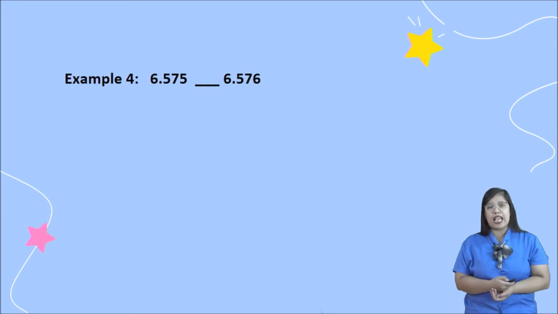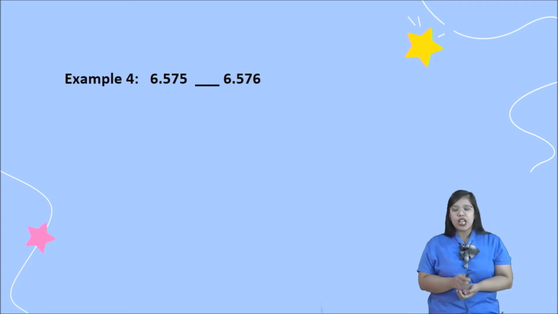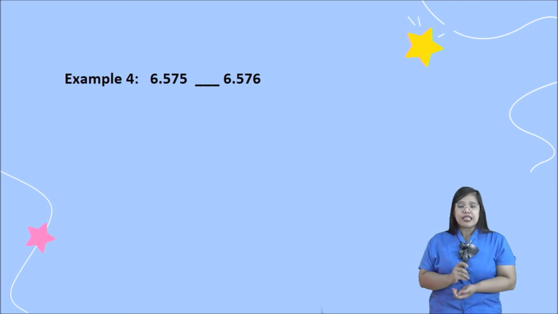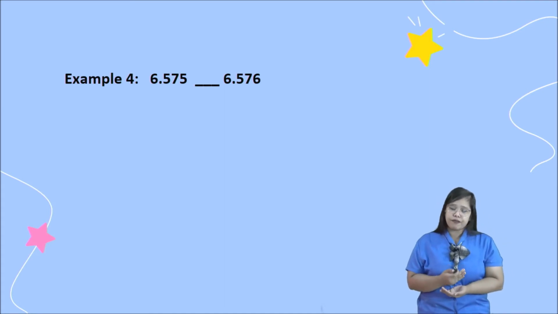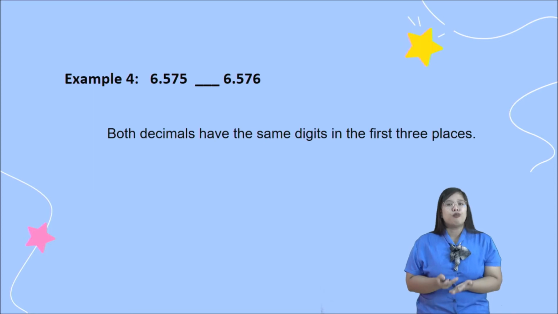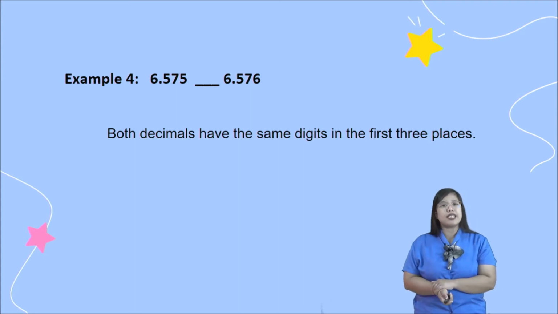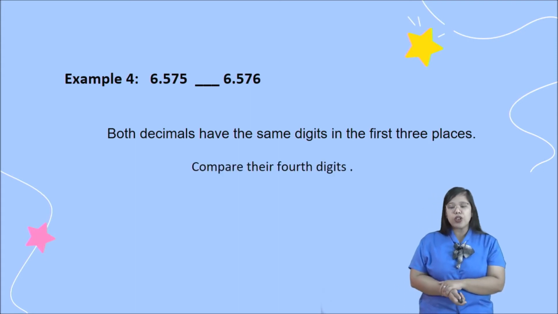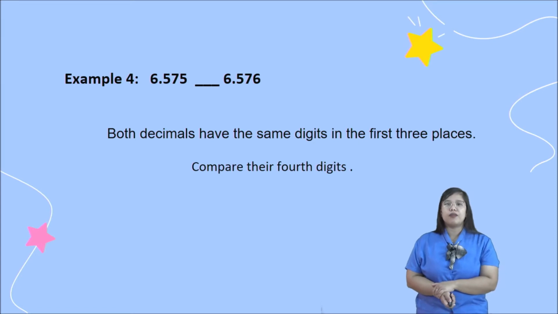For the fourth example, we have now 6 and 575,000 blank 6 and 576,000. What symbol will we use? Both decimals have the same digits in the first 3 places, which is 6.57. So we will compare the 4th digits.